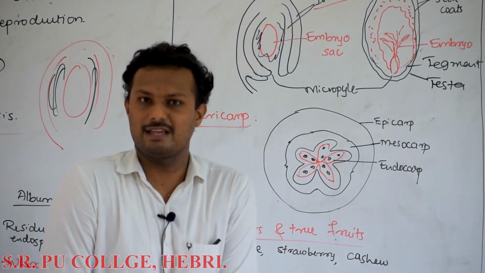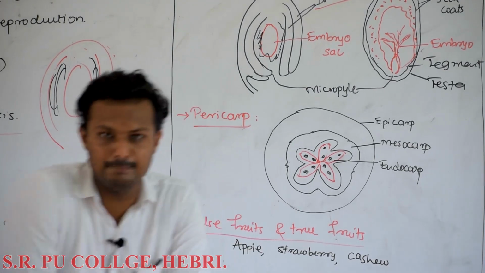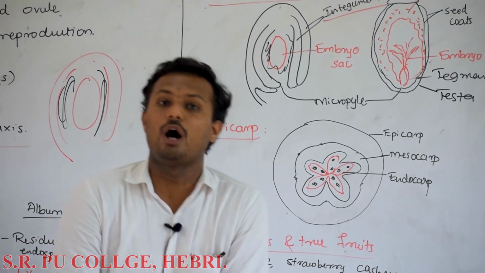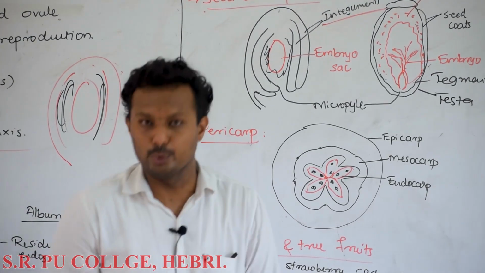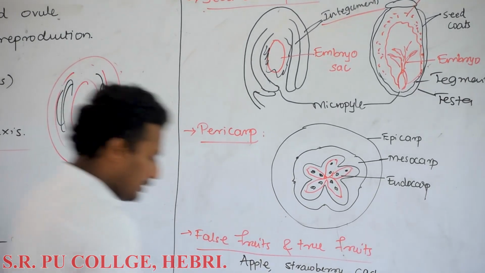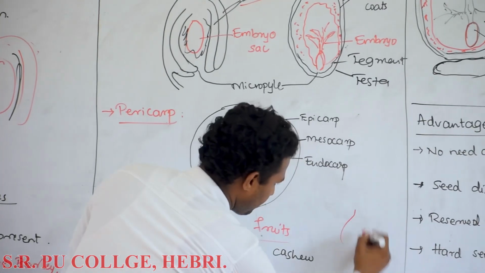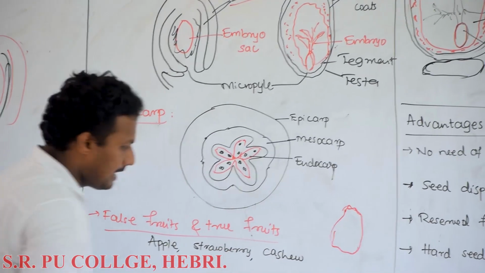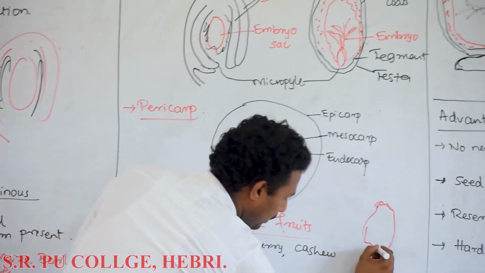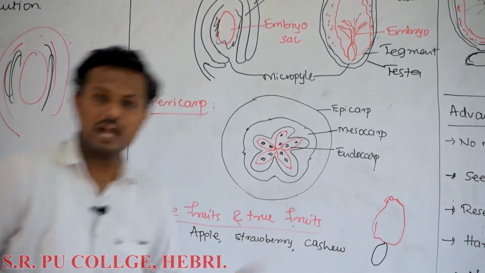In some plants, such as apple, or strawberry, or you must have seen the fruits of cashew. So cashew fruits, usually they are like this. I hope you have seen, and the seed hangs below like this. So this is the fruit of a cashew.